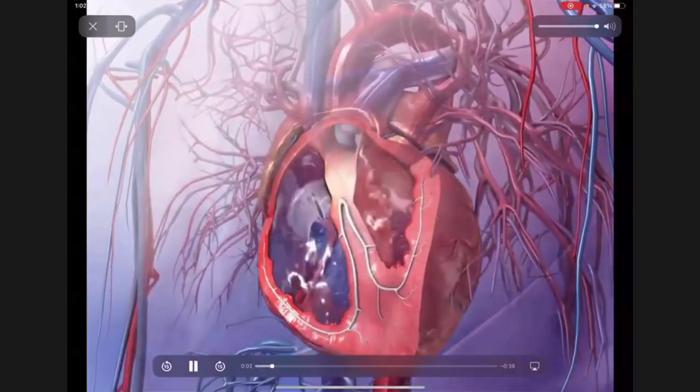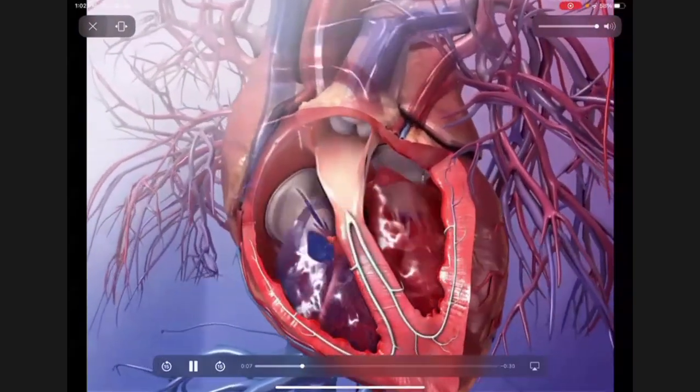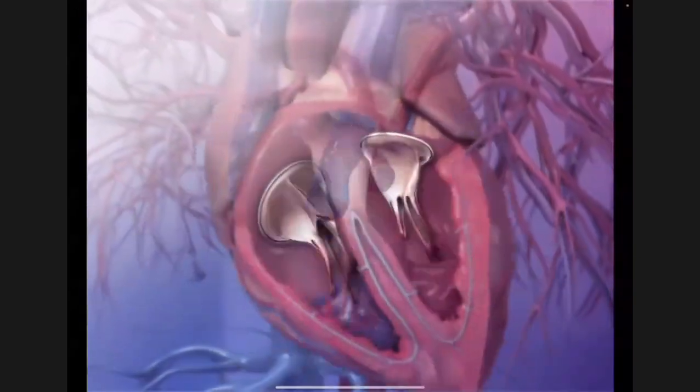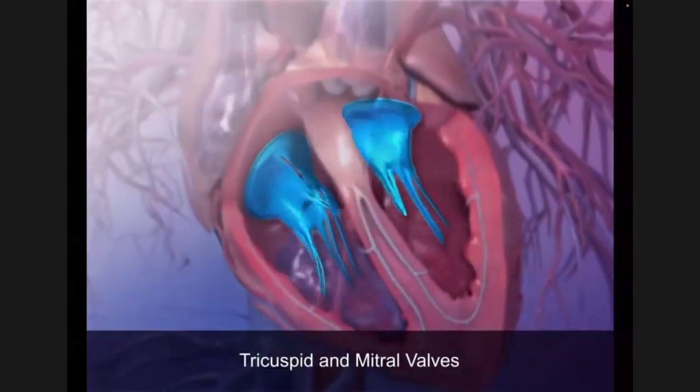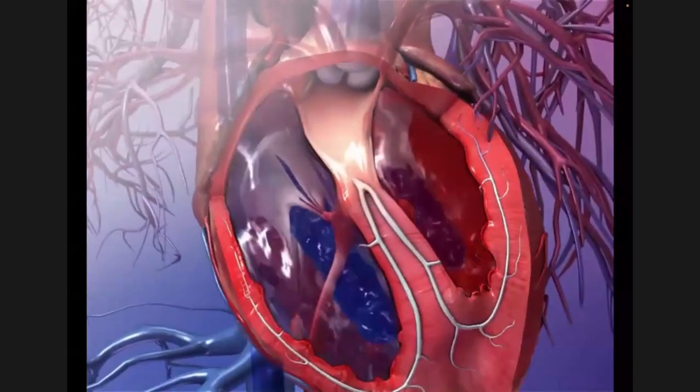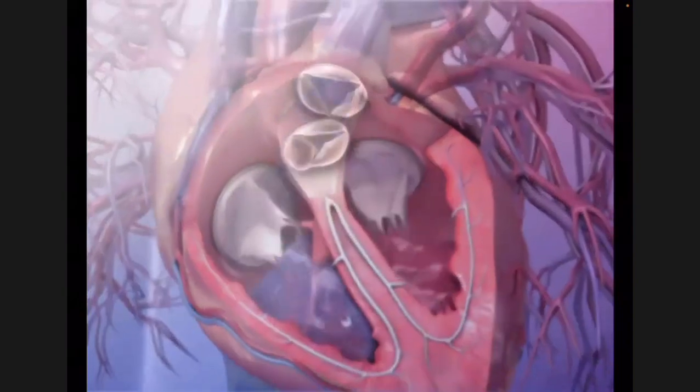The four heart valves control the flow of blood through the heart by opening and closing the heart chambers in a coordinated sequence. Just look how the valves are opening and closing. The valves located between the atria and ventricles are called the tricuspid and bicuspid, or mitral, valves. These valves facilitate the flow of blood as it moves into the ventricles from the atria. Can you see, students?